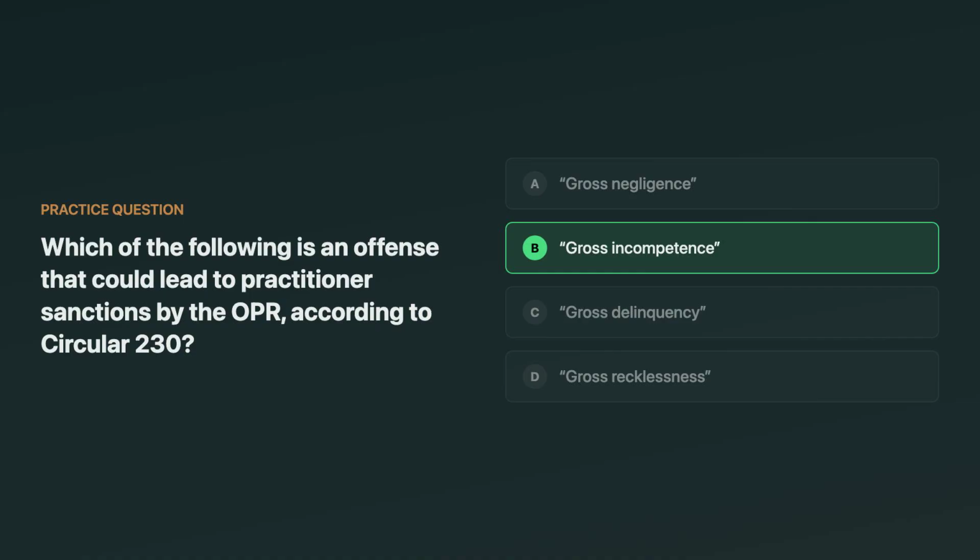The correct answer is gross incompetence. Circular 230 allows OPR to censure, suspend, or disbar for incompetence and disreputable conduct, and gross incompetence is a recognized basis. A tempting wrong answer is gross negligence, because it sounds similar, but it's not the key Circular 230 term they test here.